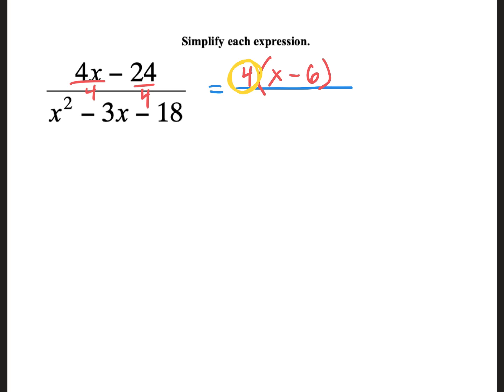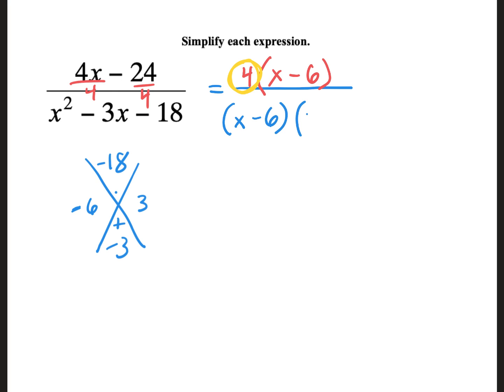For the denominator, you have x squared minus 3x minus 18. We're going to do the x method. You're looking for something that multiplies to negative 18 and adds to negative 3. I know 18 is the same as 6 times 3. And I know if I do 3 minus 6, I get negative 3. So my two factors are going to be x minus 6 and x plus 3. Again, I noticed that we have an x minus 6 on the top and on the bottom, so they cancel each other out. We're left with a 4 on the top and an x plus 3 on the bottom. And that's our final answer.